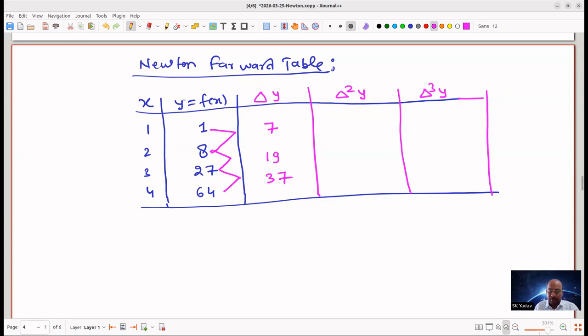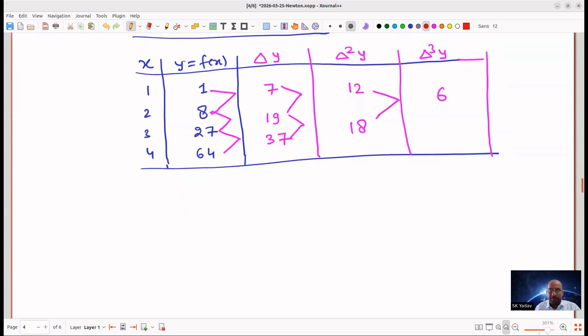Now in the second difference, I will compute the difference between these two. So I have 19 minus 7 is 12 here, and 37 minus 19, which is 18 here. So this is the second difference. Now for the third difference, I will take the difference between these two. So 18 minus 12 is 6. Now this is the difference table, and the same table can be used for the forward formula and can be used for the backward. So depending on the value required, we will use backward or forward.